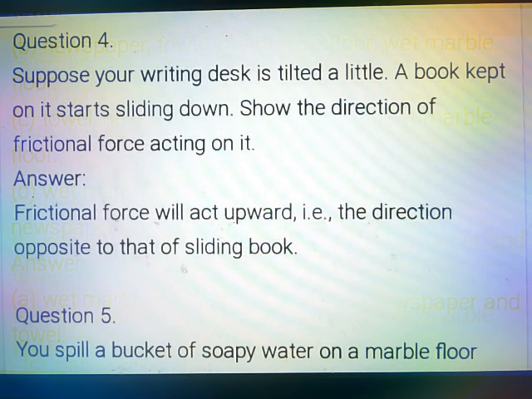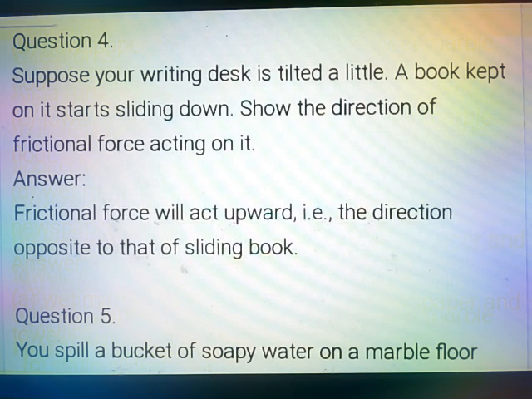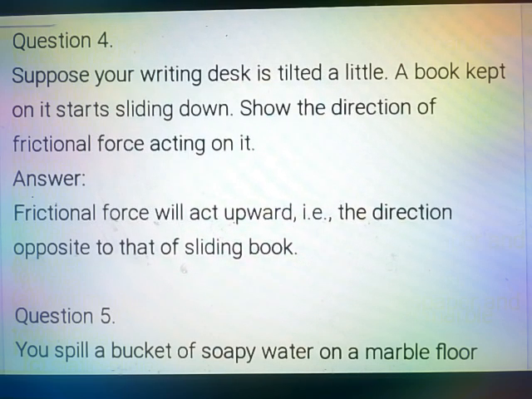Question number 4. Suppose your writing desk is tilted a little. A book kept on it starts sliding down. Show the direction of frictional force acting on it. Answer: frictional force will act upward. That is the direction opposite to that of the sliding book.